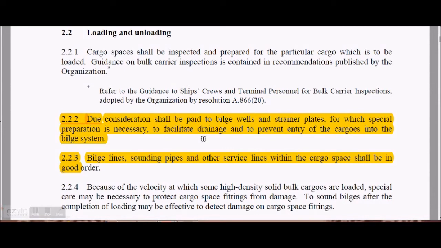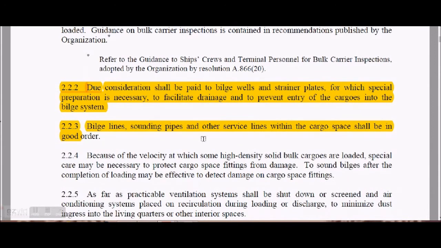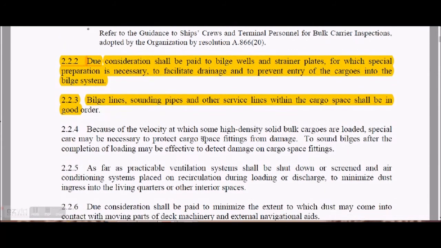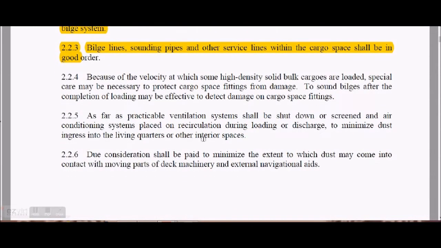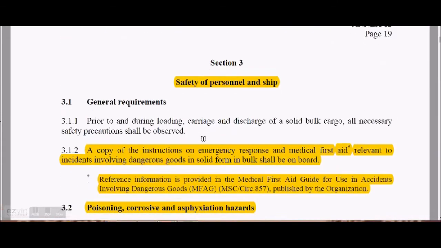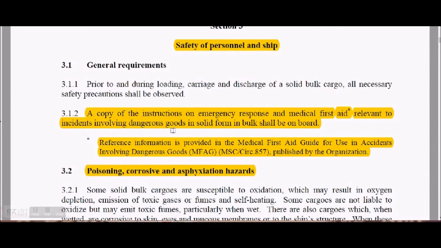Okay, now safety of the personnel and the ship. This chapter comes under section 3 of this. So a copy of the instructions for emergency response and medical care is to be provided. Poison, corrosive and asphyxia hazards. So these all. Medicines, health hazard due to dust.